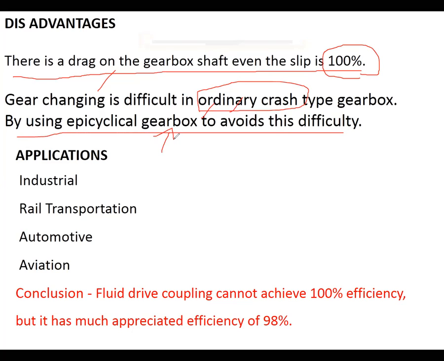There is also the torque converter. This is the fluid coupling. Then the next concept is the torque converter, in the automatic transmission system. There we can see the epicyclic gear train. By placing an epicyclic gear train, we can avoid this ordinary crash type and all those things. So that is the disadvantages.